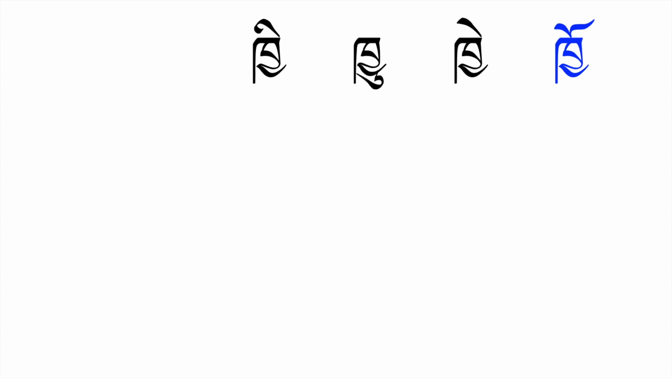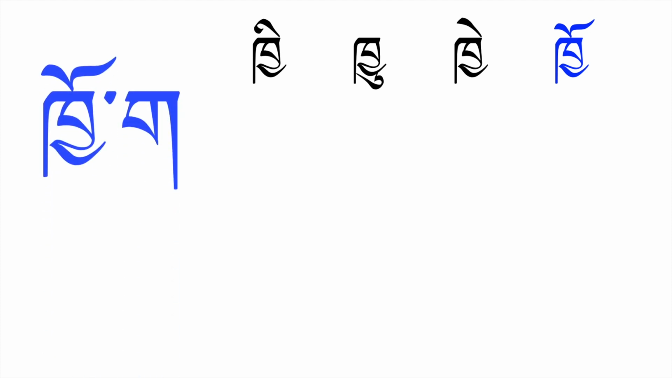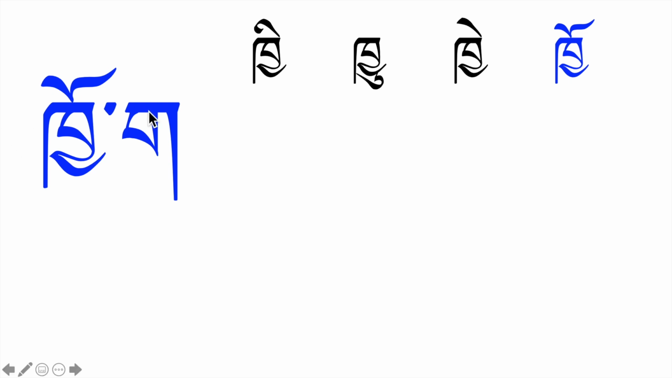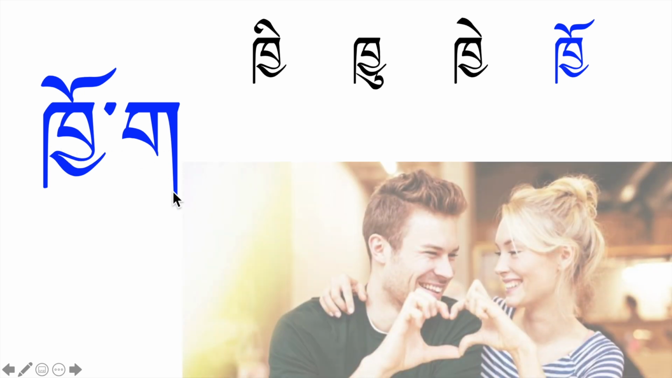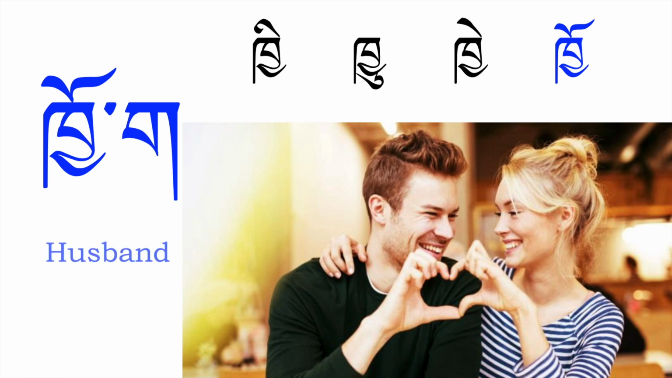Next one is ka yata, kya, naru, kyo. Kyo. So we have a kyo ga. Because we learned the 30 consonants, here we can add. Why not? Kyo ga. Meaning is husband. Kyo ga.